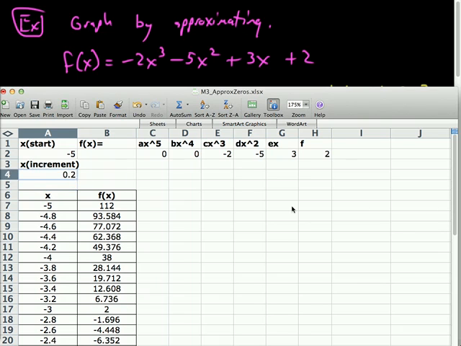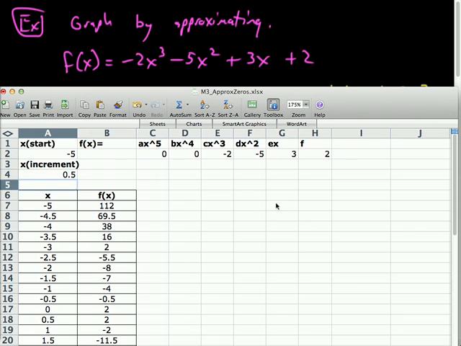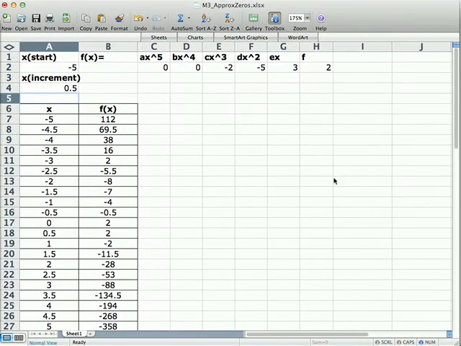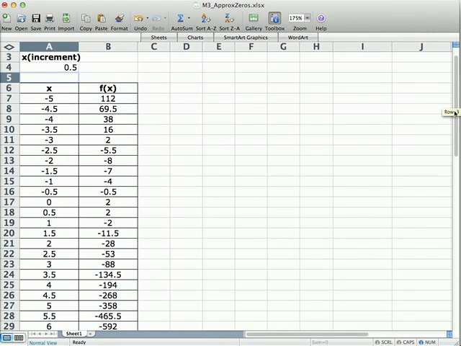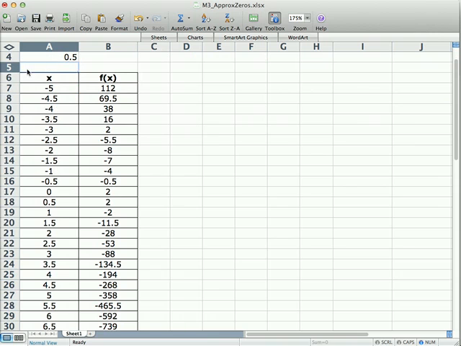How far do I get? Maybe we'll do 0.5s for fun. Let's see if I can get a good snapshot of this chart. Yeah, that's a thing of beauty right there. So I'll go from 5 to negative 5.